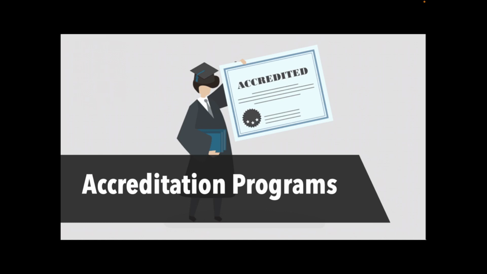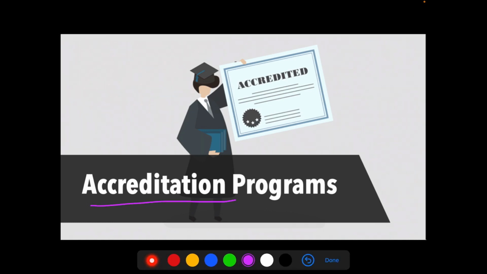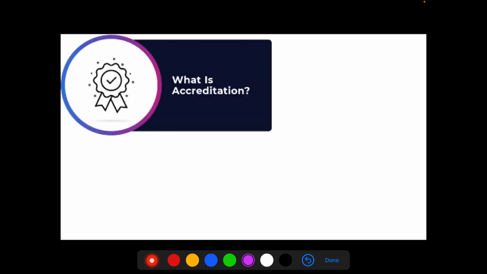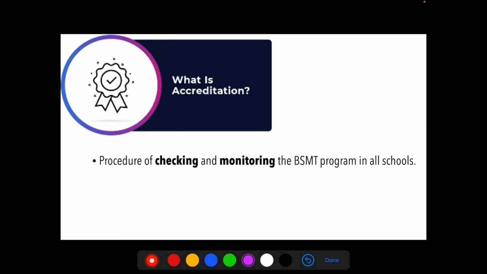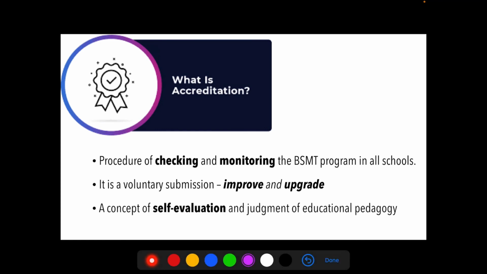Next, let's have the accreditation program. When we say accreditation, it's one requirement in any program offering to upgrade teaching methodologies and strategies. So what is accreditation? How do we define this one? Accreditation is a procedure of checking and monitoring, particularly in this case, the BSMT program in all schools. It is also a voluntary submission for accreditation in which schools or institutions have the opportunity to improve and upgrade educational quality. And also, it's a concept of self-evaluation and judgment of educational pedagogy.